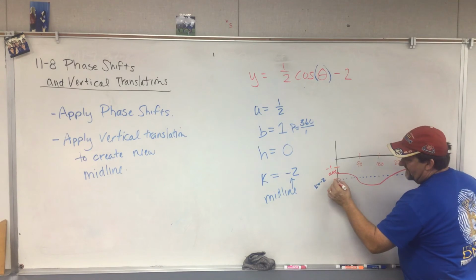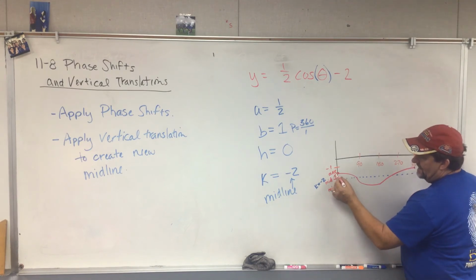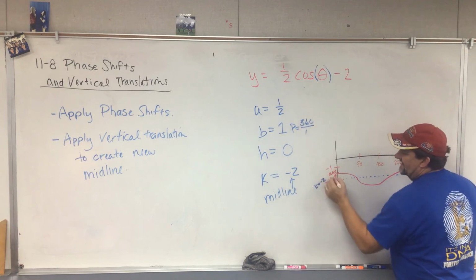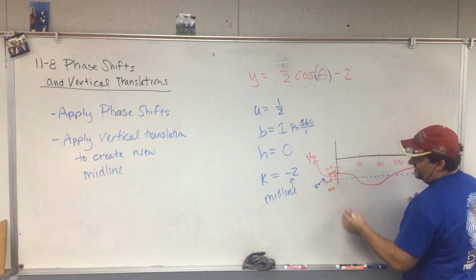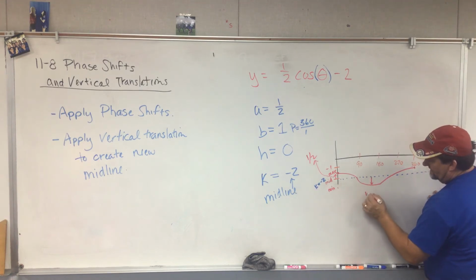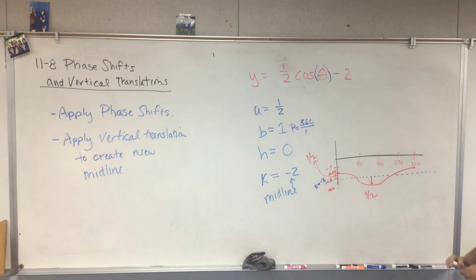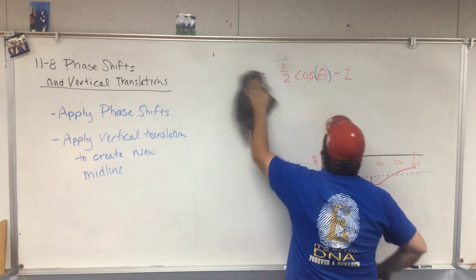The distance from the midline up is 1/2. So that's my amplitude. I made it too small. That's 1/2. And the distance from here to here is 1/2. That's what they mean by midline. Let's do another one so you guys can see it a little bit better.